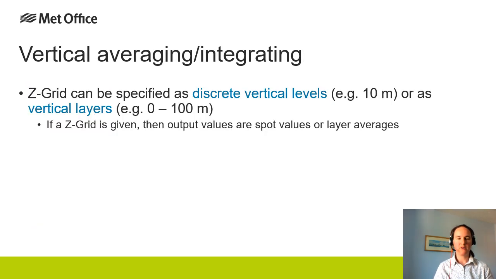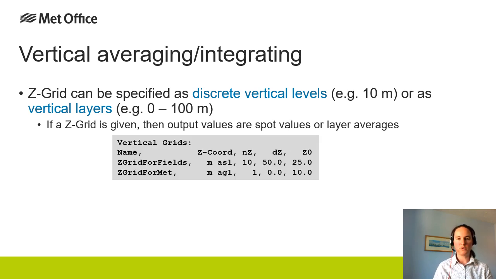So now on to our vertical averaging or integrating. In the vertical grid, we can specify our zgrid as either discrete vertical levels, i.e. a distinct point, or as vertical layers where the quantity is averaged over a number of layers. So for example, a discrete vertical level might be 10 meters. That might coincide with a height of a particular observation, or we might want to average the concentrations between, say, 0 and 100 meters.